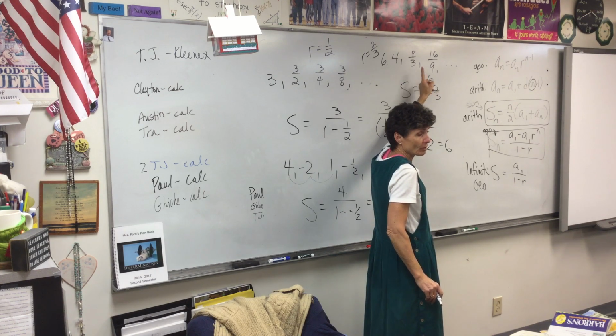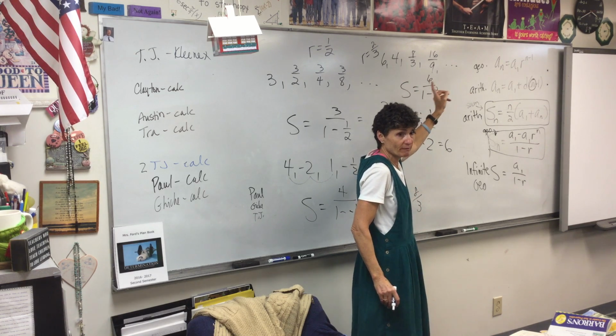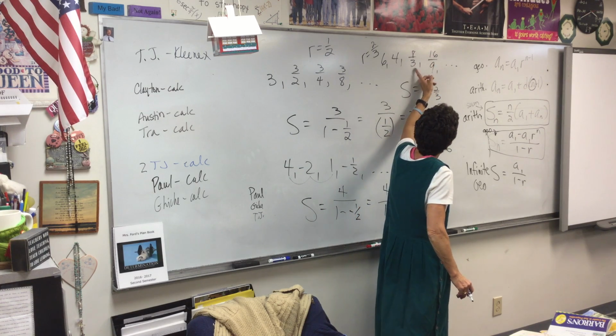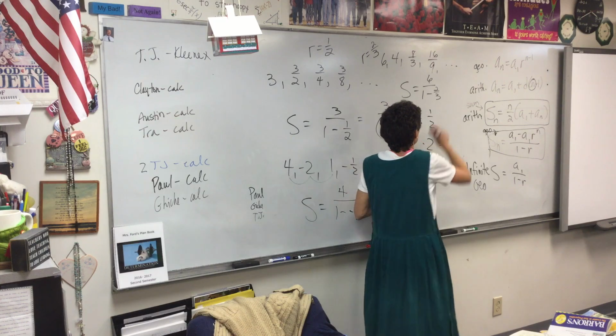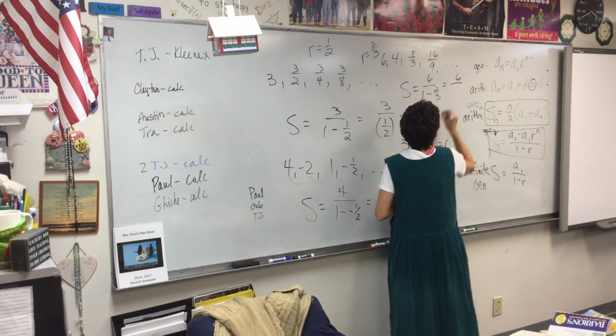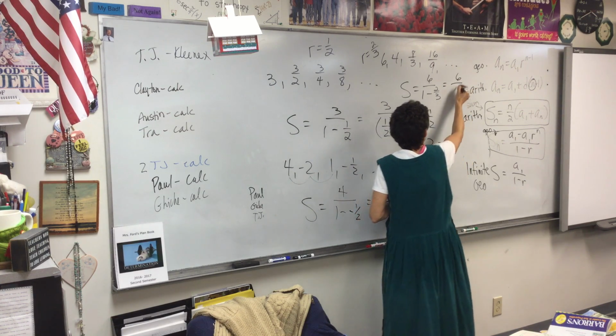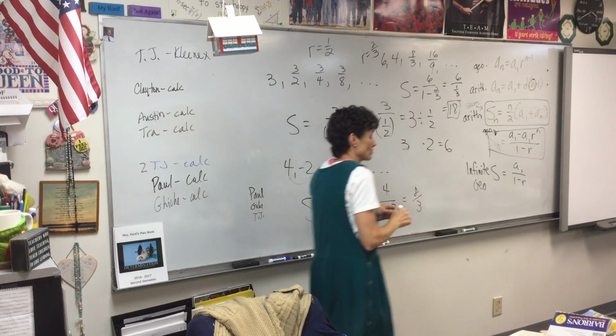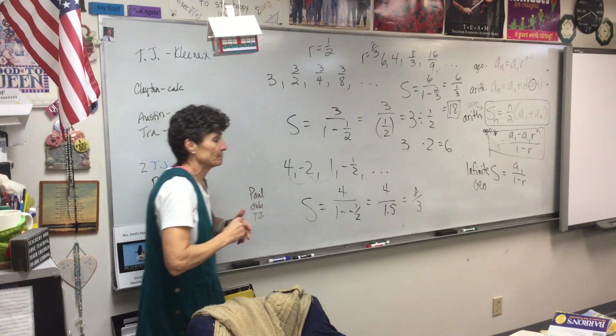I'm not going to trick you. They're all going to be arithmetic or geometric if I'm asking you to find the sum. So this one, you're multiplying by 2/3. So what do we have? What is that? 6 divided by what? 1/3. And that is 18. That's 6 times 3. That's 18.